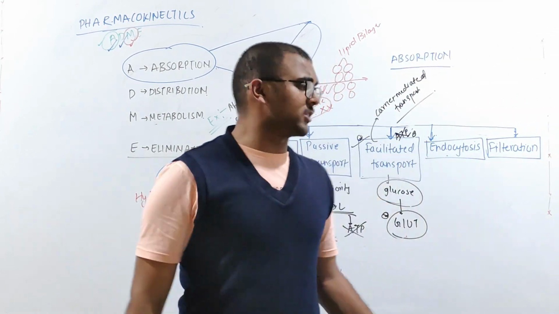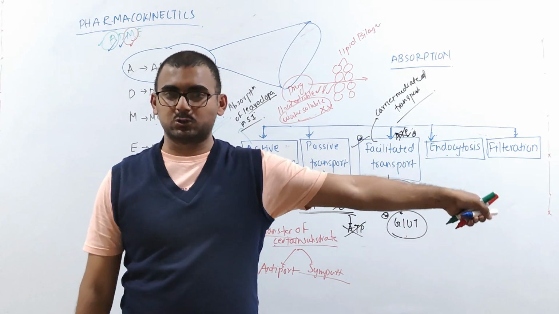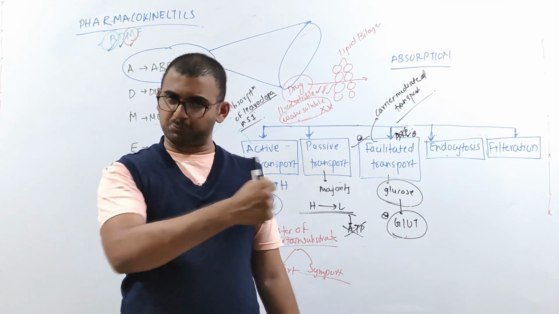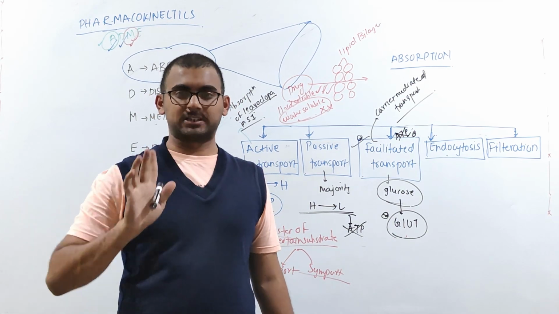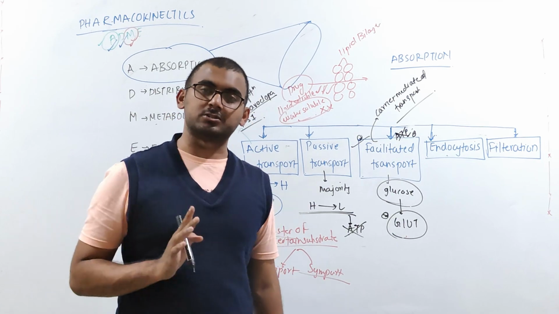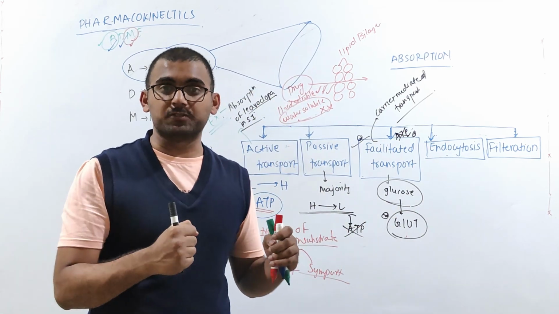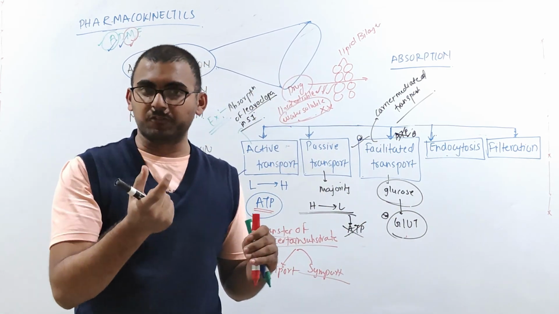Okay, now let's go for the next one, that is endocytosis. Two things are there: endocytosis and exocytosis. But now here it is absorption, so we are considering endocytosis. What is endocytosis? Endocytosis means absorption is happening with the help of a vesicle.